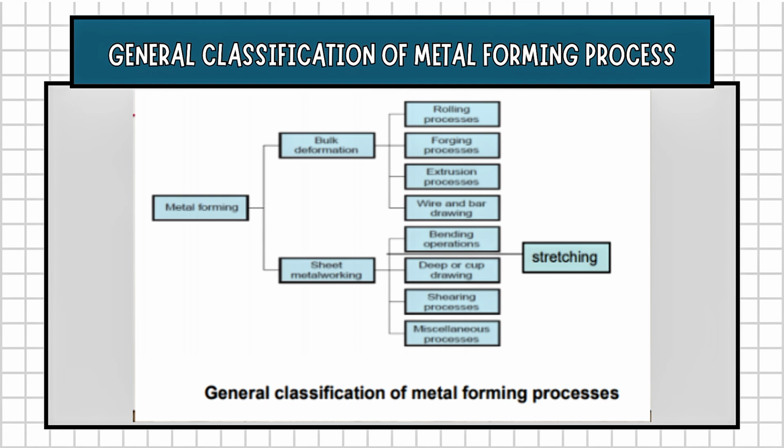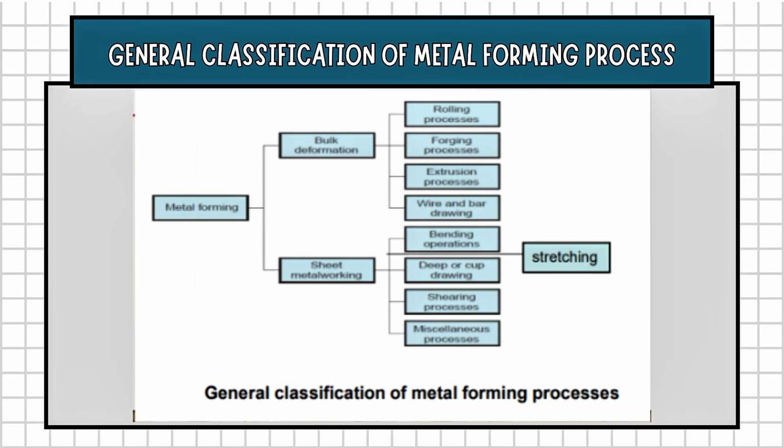Let's look at bulk deformation first. Bulk deformation deals with thick, massive materials like billets, bars, rods, or ingots. These materials have a relatively low surface area to volume ratio, meaning they're chunky. Because of this, bulk deformation processes involve large, significant changes in cross-section. Now, under bulk deformation, we have four major processes. The first one is rolling. In rolling, we pass the metal between rotating rolls to reduce its thickness or to produce a uniform cross-section. This is where we make products like plates, sheets, structural beams, and rails. Rolling can be hot or cold depending on the application.